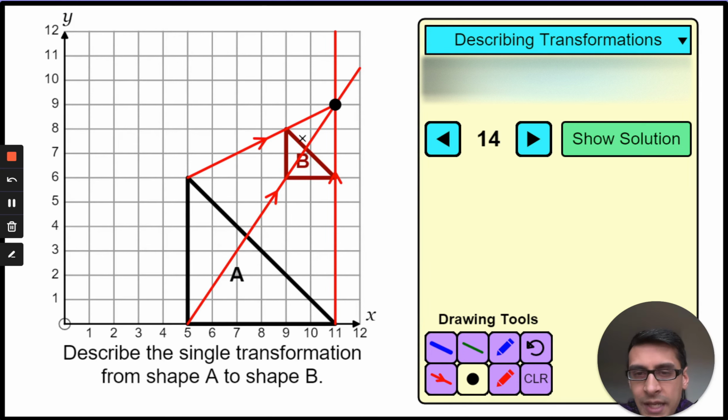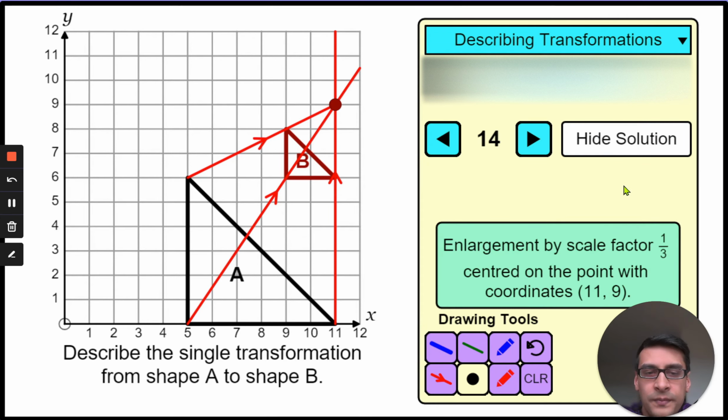Since we're going from A to B, it's shrunk, so it's a fraction between 0 and 1. The side length here is 1, 2, 3, 4, 5, 6, and the side length here is 2. So from 6 to 2, the scale factor is 1/3. Center of enlargement is 11, 9.